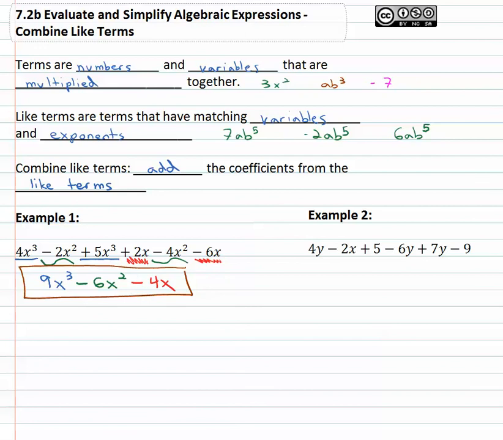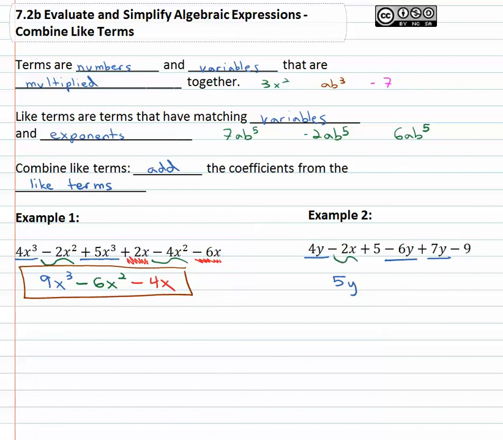Let's try one more example. We have 4y minus 2x plus 5 minus 6y plus 7y minus 9. Let's look for the like terms. Going left to right, we've got 4y, negative 6y, and 7y. They all have y's on them. 4 minus 6 is negative 2, plus 7 is 5. We have 5 of these y's.